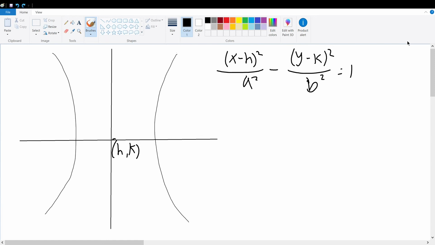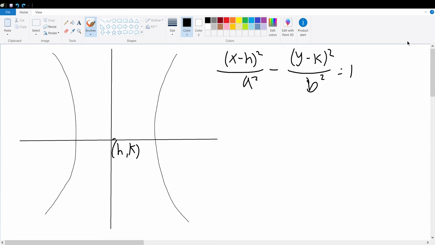Today we're going to be explaining hyperbolas. We can see a general equation of a hyperbola opening left and right: (x minus h) squared over a squared minus (y minus k) squared over b squared is equal to 1. Notice the similarity to an ellipse, where instead of the subtraction sign we change to an addition sign.